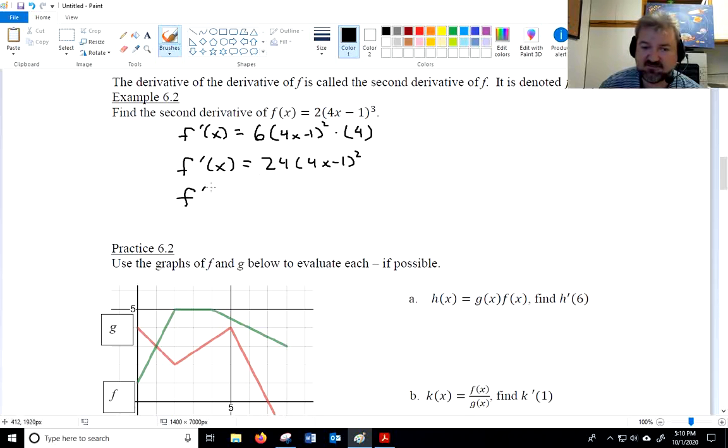Now let's find the second derivative, which we write with 2 primes. In case you're wondering, the third derivative is written like that, and then for the fourth derivative they switch into Roman numerals or something. But you don't usually see a fourth derivative too often. It's not really that applicable. I know it's used in some things, but I don't ever use it. So the second derivative is 48, and then we get 4x minus 1 to the first, and then the derivative of the inside is a 4. All right, so that's the second derivative.